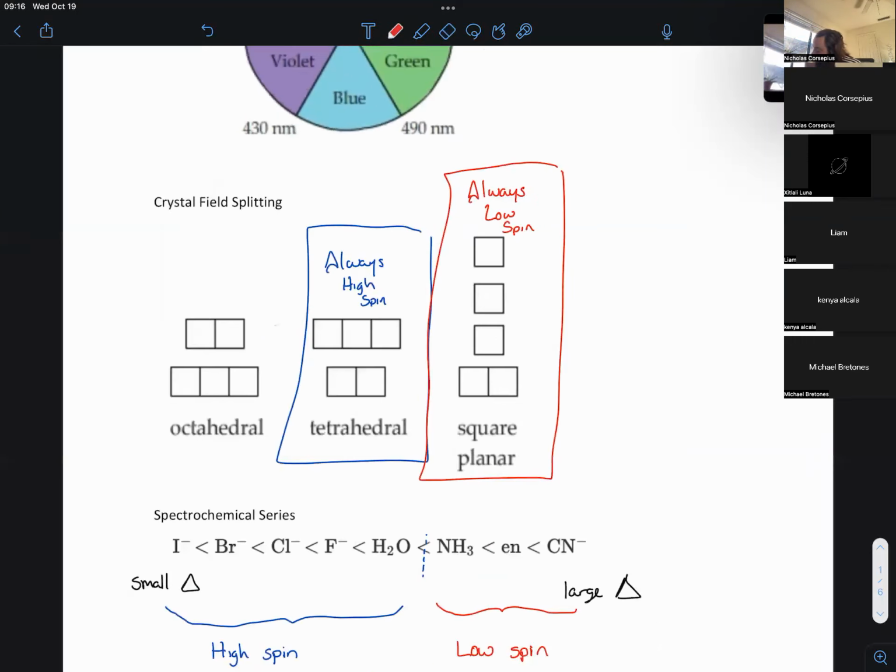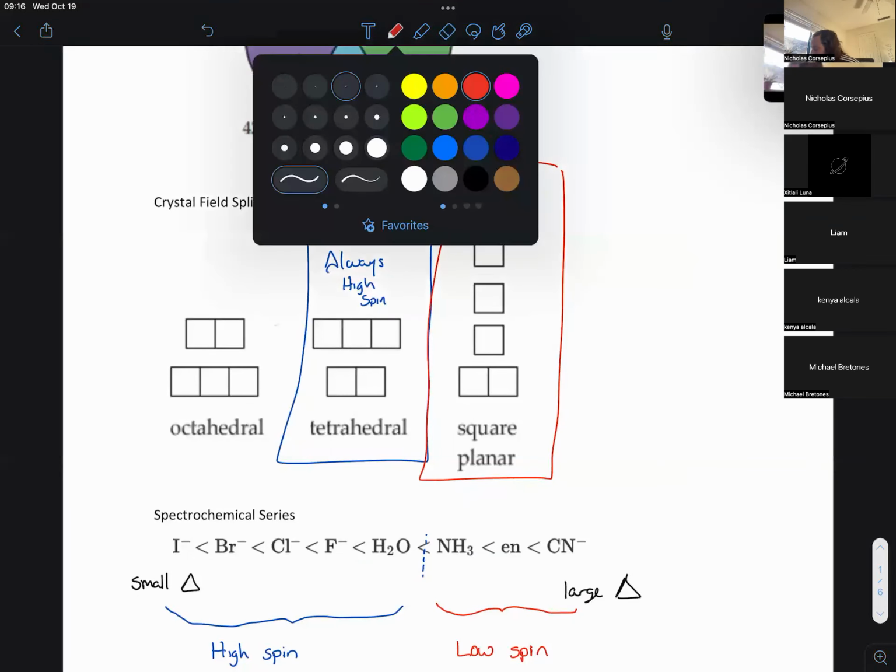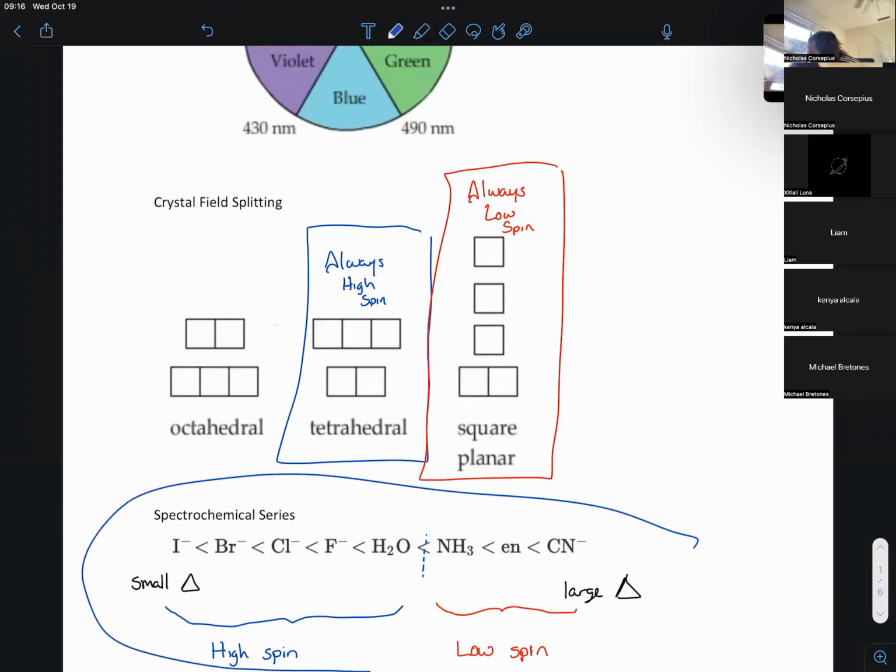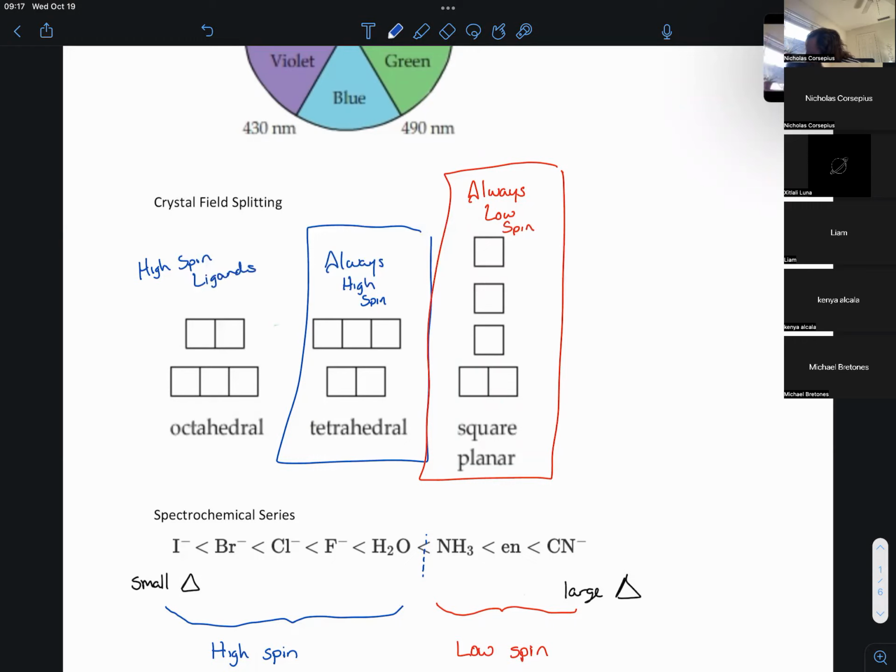And then just to review for our octahedrals, it could be either, depending on your ligand. For octahedrals, you have to look at the ligands. We have high spin ligands, and we have low spin ligands. So how you fill in your octahedral diagram is going to be dependent on the identity of your ligand.